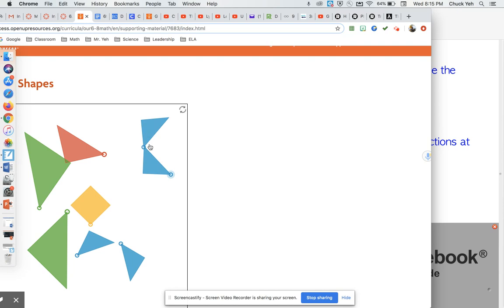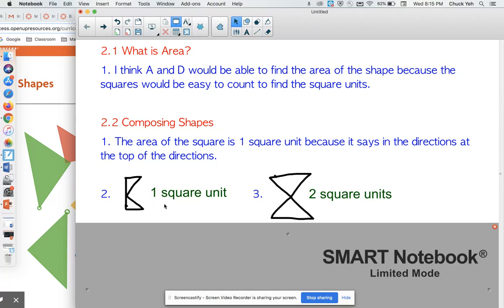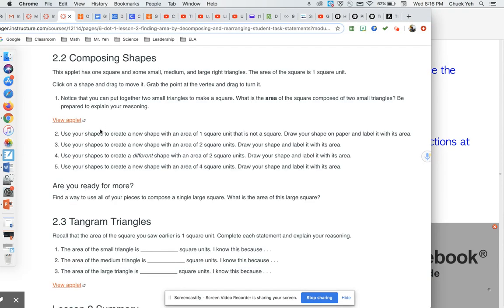So this is still 1 square unit because it was a square at first. Now I changed it like this. So there you go. 1 square unit. Sorry, that was my coffee maker. All right, so that's 1 square unit. Number 3. Oh yeah, and then I labeled it.